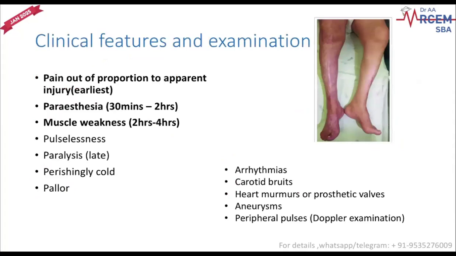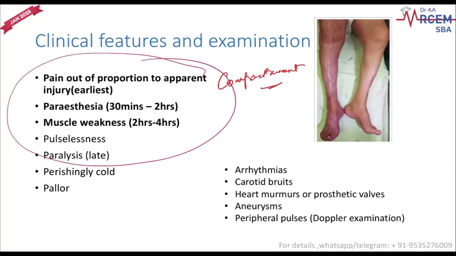Clinical features are very much similar to that of compartment syndrome. What happens in compartment syndrome? There is acute compromise of the vascular supply, that is, the arterial supply. The same thing happens here also. So the earliest sign is pain out of proportion to the apparent injury. Along with it, you might see paresthesia, some muscle weakness. Pulselessness is late, paralysis is very late, and pallor is again a late sign.